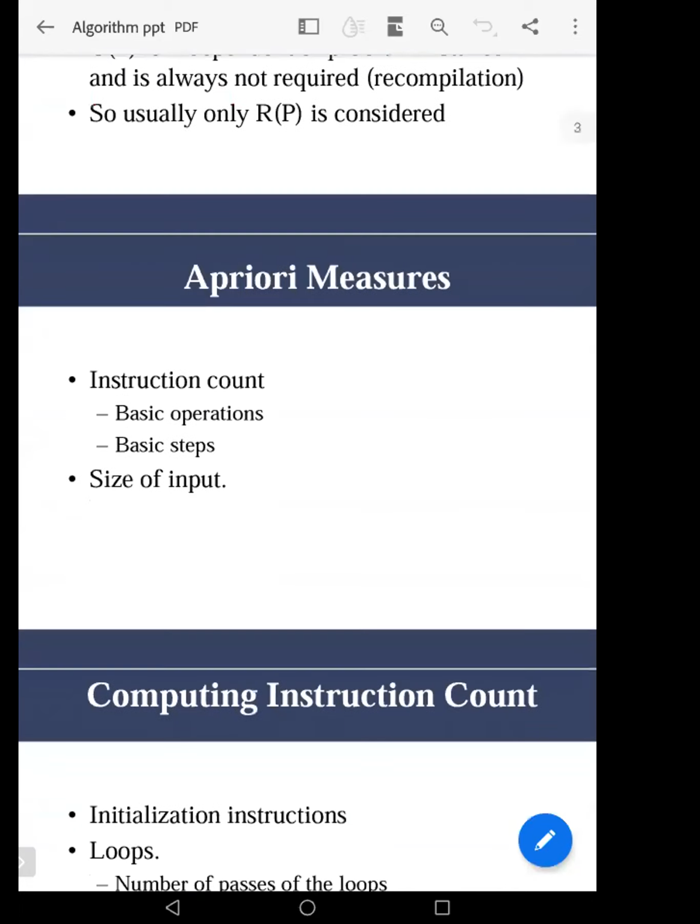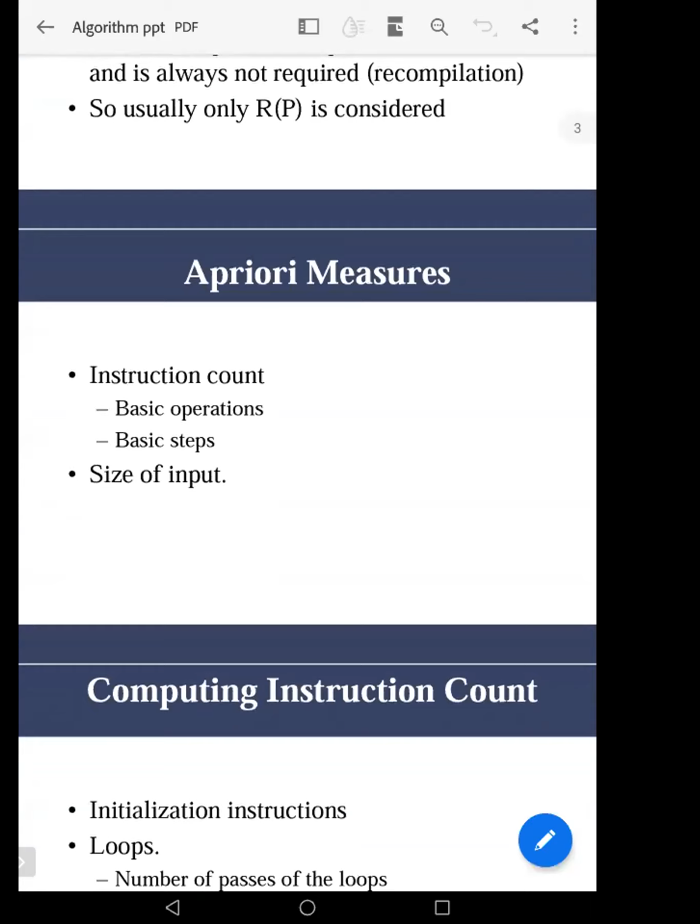Another thing required for determining that, the basic steps for analyzing the algorithm. The very first is you must know the size of the input. What is the size of the input first?